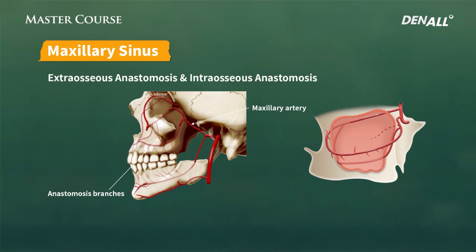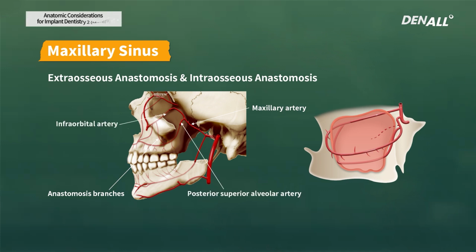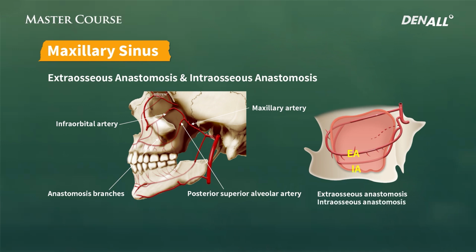In sinus bone grafting, to be safe in making the lateral window, there is one more thing to be considered, and this is extraosseous and intraosseous anastomosis. From the maxillary artery branch, you have the infraorbital artery and the posterior superior alveolar artery, and those two have an anastomosis. So on the lateral wall mucosa, you have the extraosseous anastomosis, and the blood that goes inside the lateral window is called the intraosseous anastomosis.